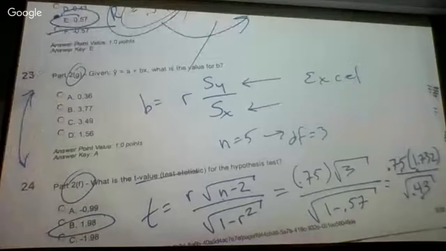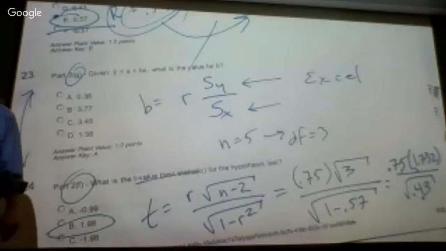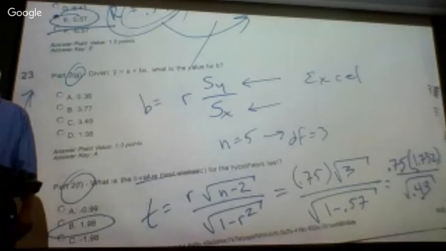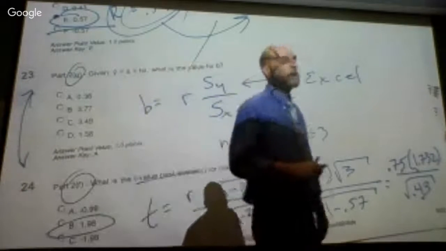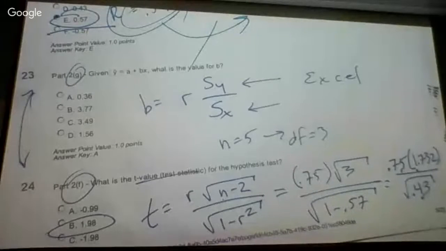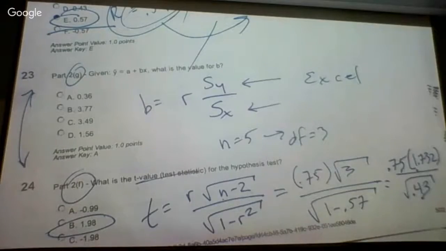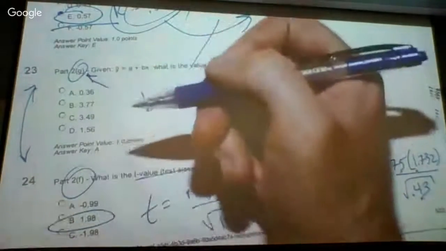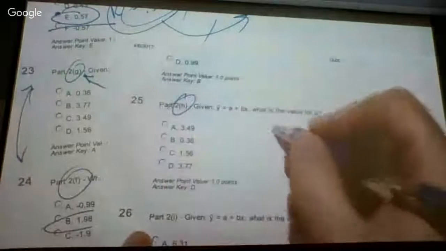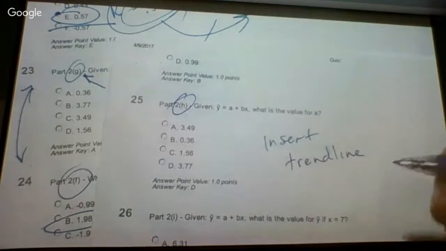Or if you don't want to calculate those values and you want to expedite the whole process, if you want to find B and A real quick using Excel, what do we do? Find the equation of the scatter line. Yep, we're going to find the trend line. We're just going to say, hey, Excel, give me the trend line and identify the pieces that we need. So for part G and part H, we could just say insert trend line.